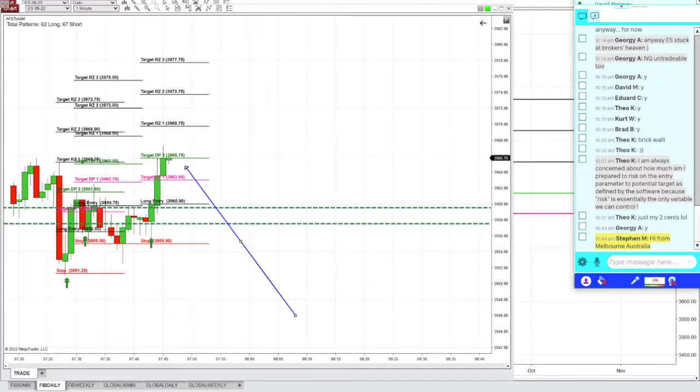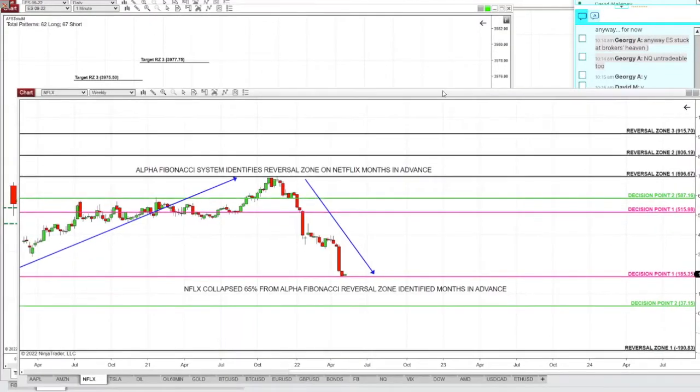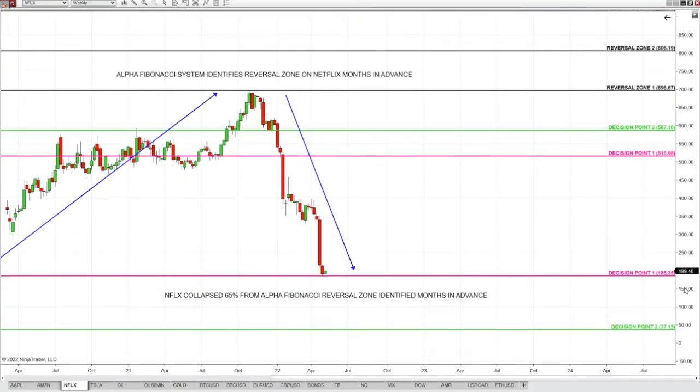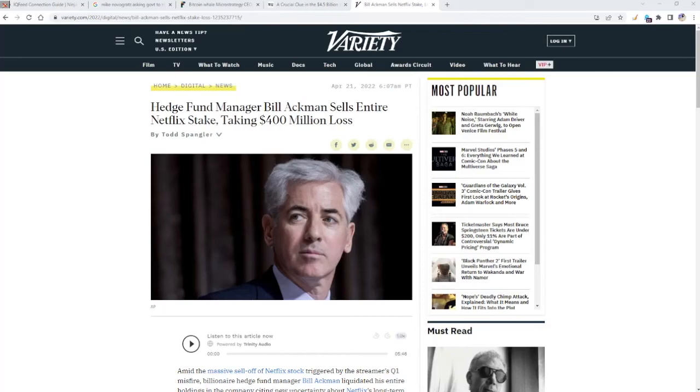So while this extremely aggressive and dangerous scroll continues, let's look at other instruments. Here's Netflix. Historical event, correct? Biggest hedge fund in the US placing $1.1 billion on this long. Do you remember that part? Let's review in detail. Shocker. One of the biggest gamblers on Wall Street buying Netflix at the Alpha Fibonacci reversal zone.